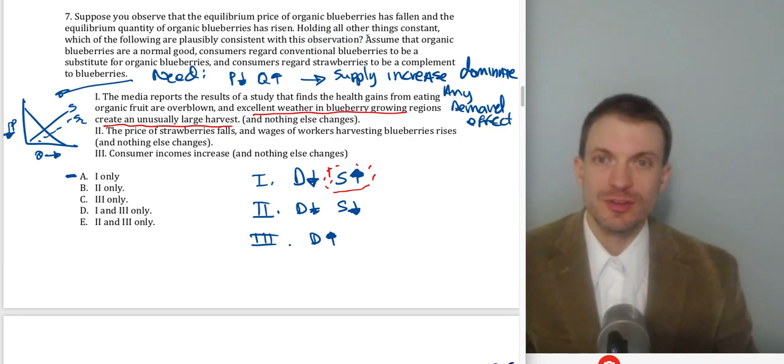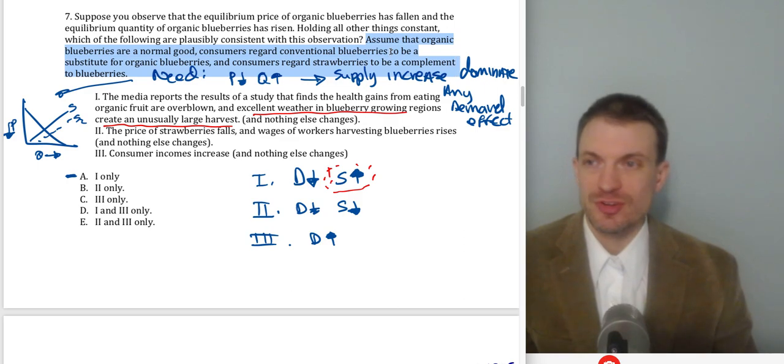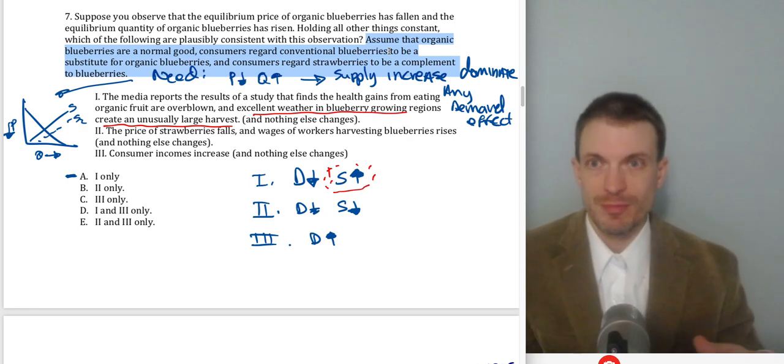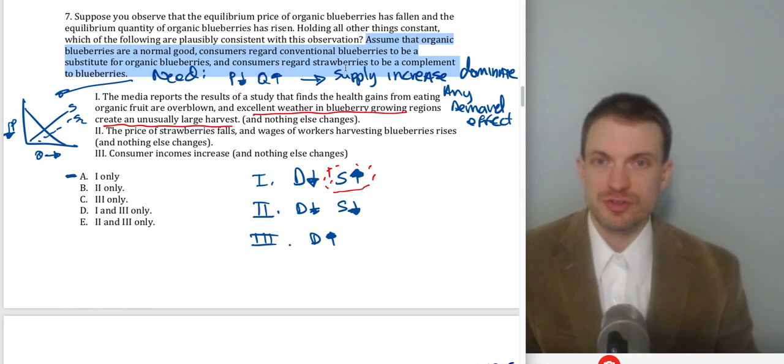Okay, now the rest of this is just telling us how to interpret the information below. So we're assuming organic blueberries are a normal good, which means if income rises, demand increases. If the income falls, demand decreases. Consumers regard conventional blueberries to be a substitute for organic blueberries. Okay, so we think about how substitutes are related. Regard strawberries to be a complement to blueberries. Okay, so think about how complements are related. Right, so we need price to fall, quantity to rise. So we need supply increase to dominate any possible demand effect.